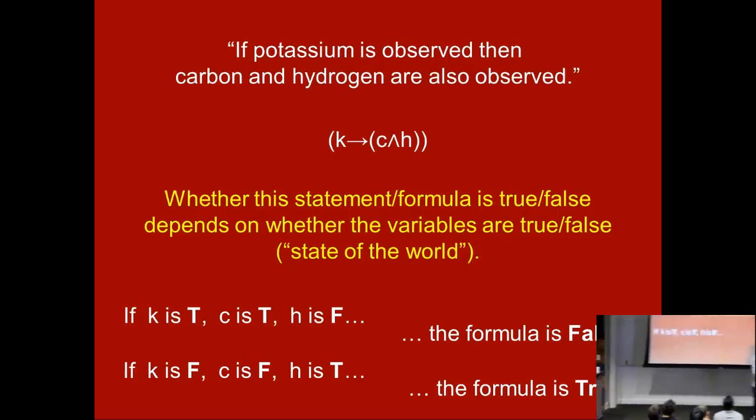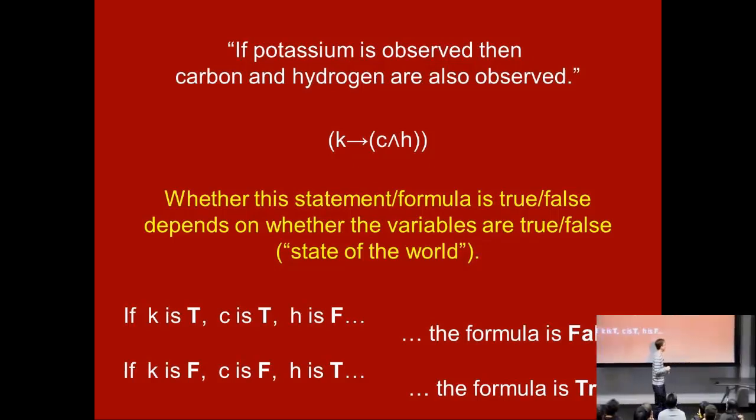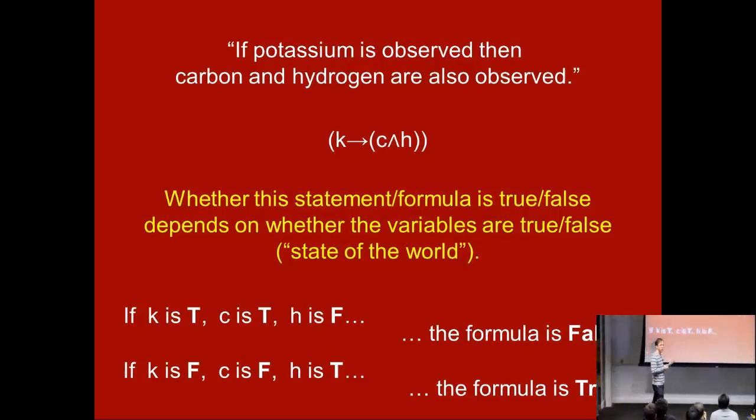For example, now I'll ask you a question that makes sense. If K is true and C is true and H is false, then is the formula true or false? I'm getting a lot of votes for false. Let's see. Well, C and H will be false because true and false is false. And then you have true implies false. That's false. So yeah, it's false. I'll remind you later how this exactly works. But again, you've probably seen it before.